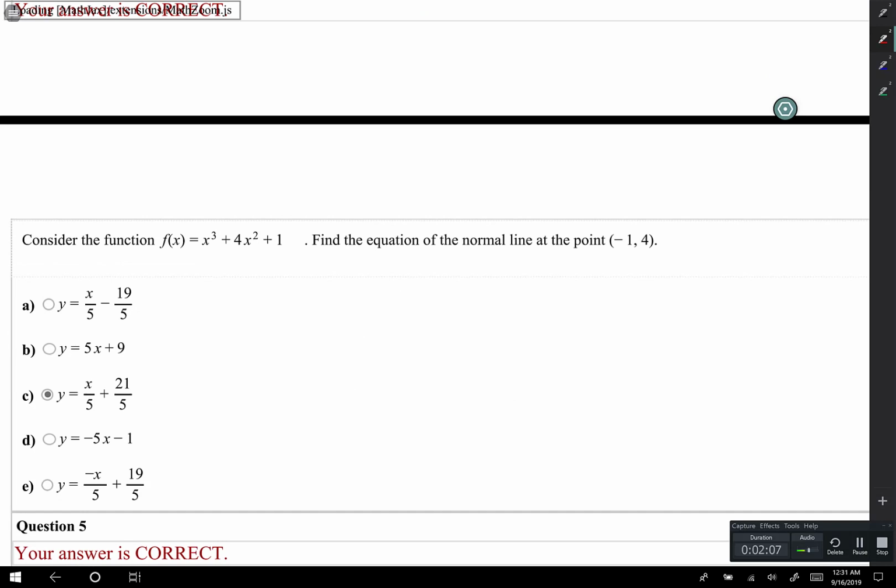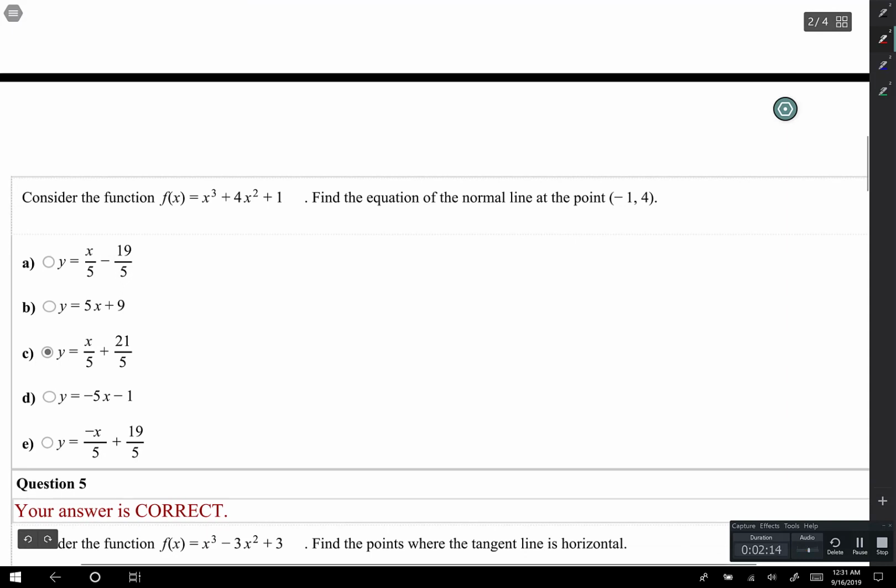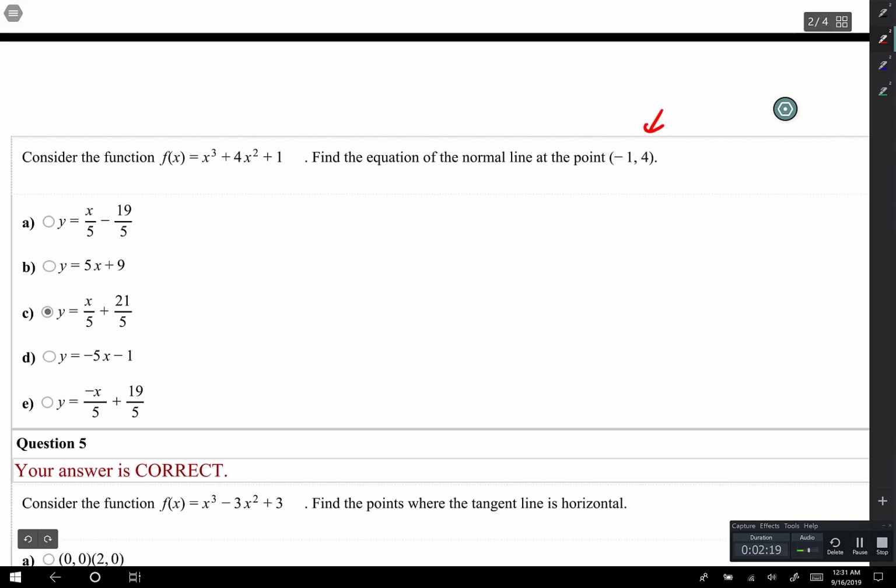Consider the function x cubed plus 4x squared plus 1. Find the equation of the normal line at the point. Okay, so normal line, remember that the tangent is perpendicular to the normal. So first find your tangent slope, and I do that by taking a derivative. 3x squared plus 8x, and I'm going to plug in a negative 1.